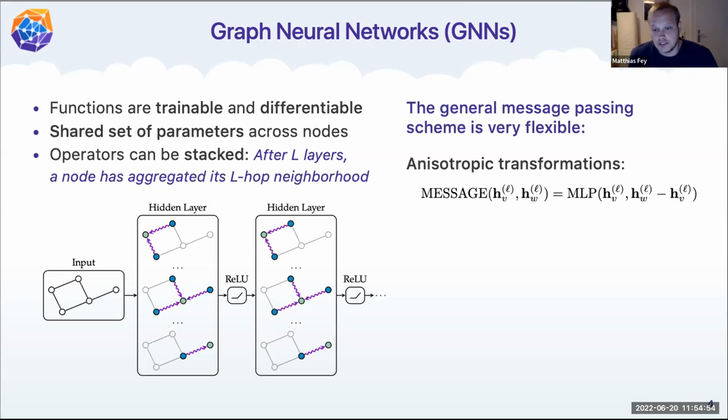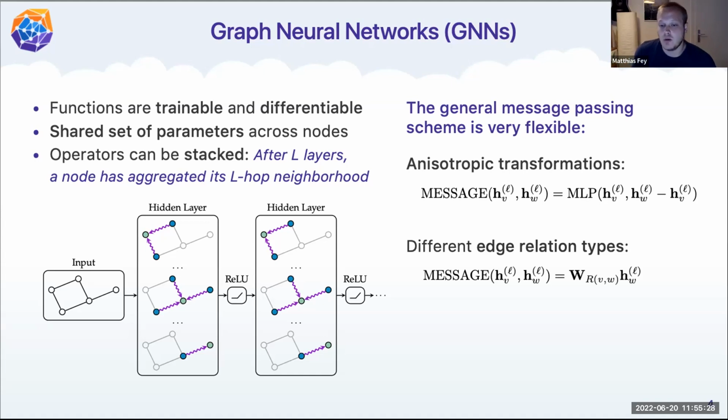In general, this message passing scheme is super flexible and nearly everything can be implemented with it. Besides all these standard GNN formulations, you can get really fancy here. For example, you can use anisotropic transformation, which means that the message not only depends on the source node features, but also on the destination node features. In that way, you learn different transformations for each neighbor individually.